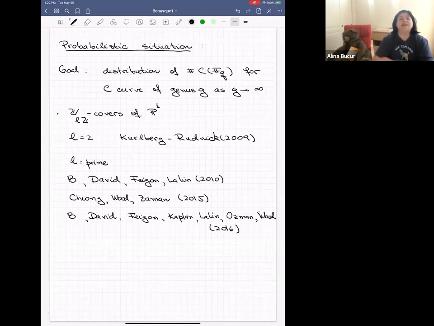Okay. So now let's move on to the probabilistic situation. So here the goal is to look at the distribution of the number of points on the curve where we fix Q and let the genus go to infinity. And you have to really squint at this because my Q and my G are not that different.